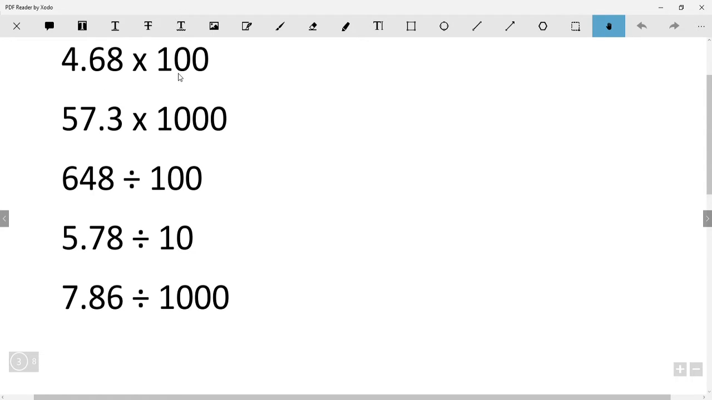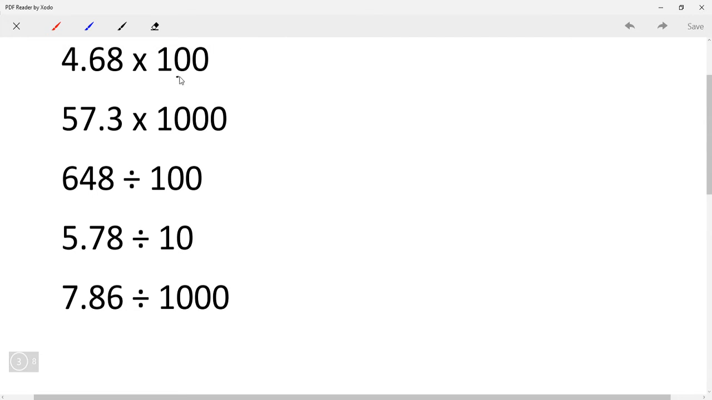So all I'm doing is I'm seeing that there are two zeros in 100, and I'm seeing that it's multiplying. When I multiply, all I'm doing is moving the decimal. When I'm multiplying or dividing by powers of 10, all I'm doing is moving the decimal, the amount of zeros next to the 1. So if I'm multiplying, I move it to the right so the number gets bigger. If I'm dividing, I move it to the left so the number gets smaller.